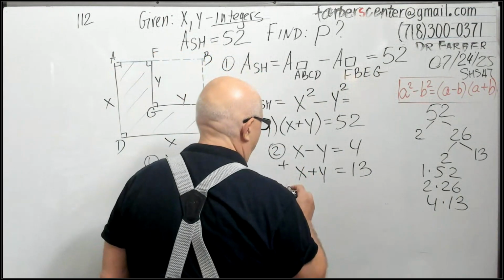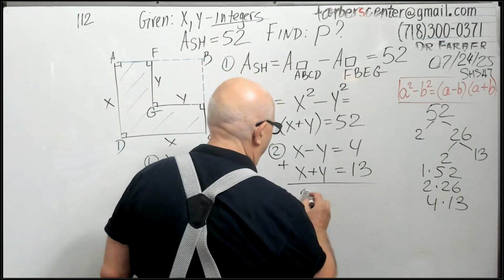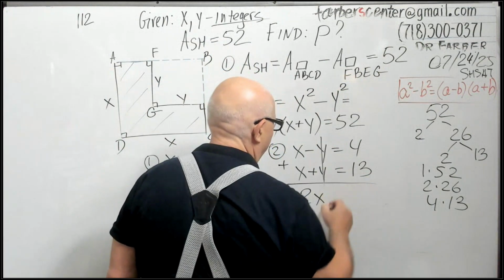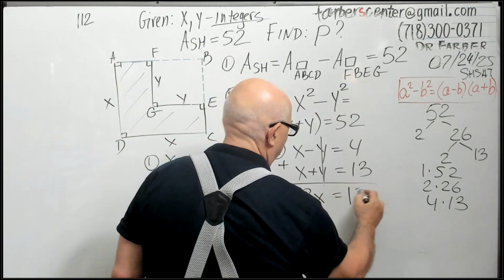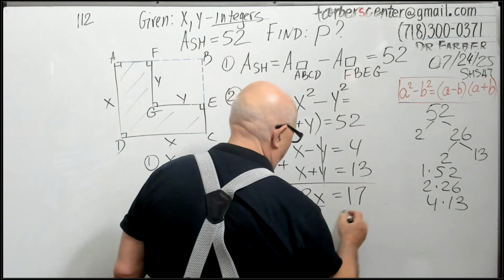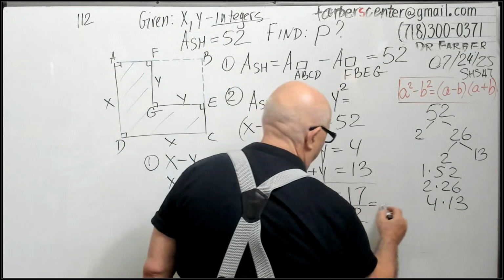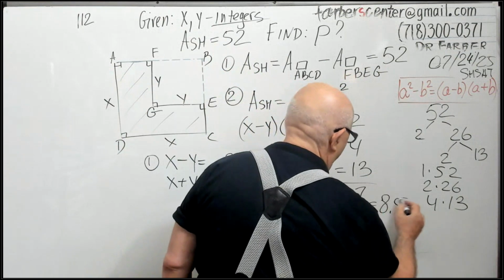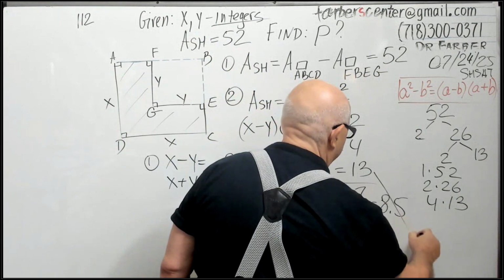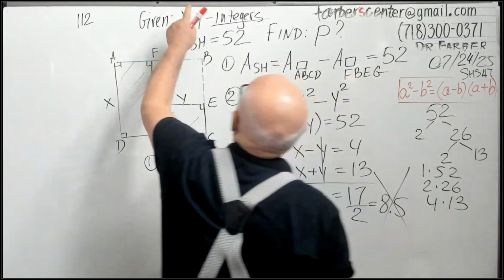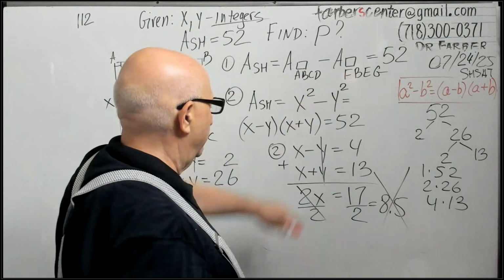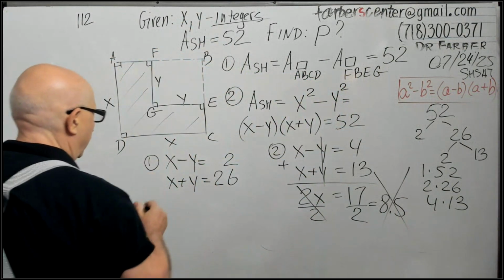For instance, I add them up. 2x equals 17. Divide by 2, x equals 8.5. Garbage. Why? It's impossible since it must be an integer. Wrong way.